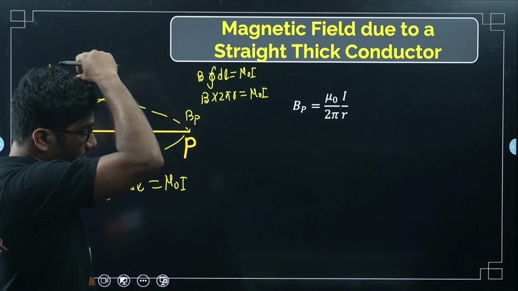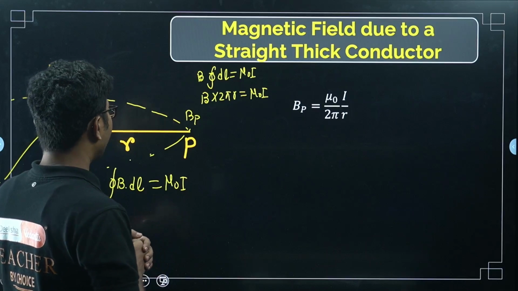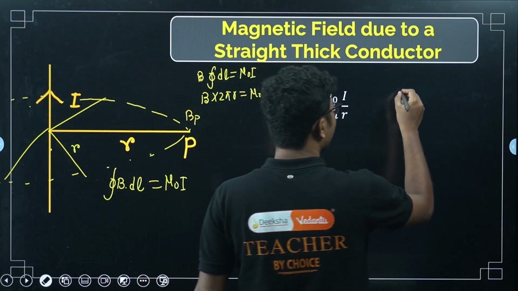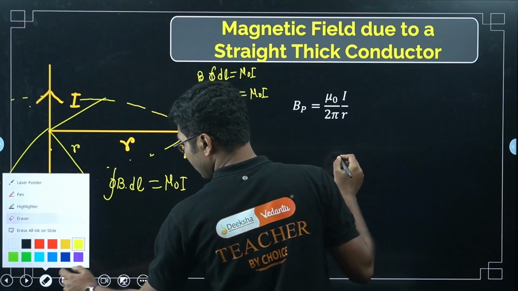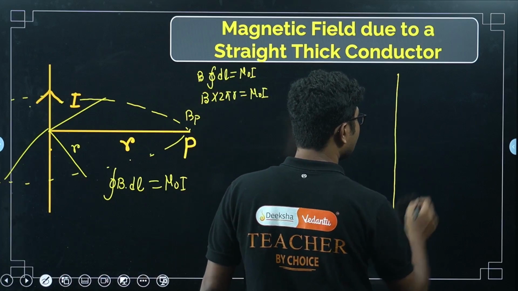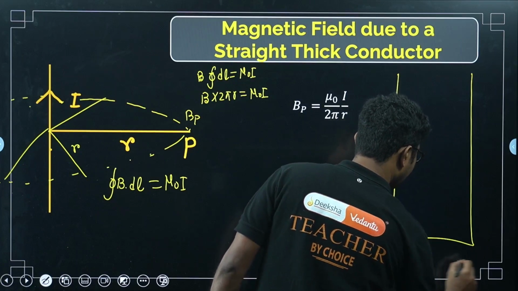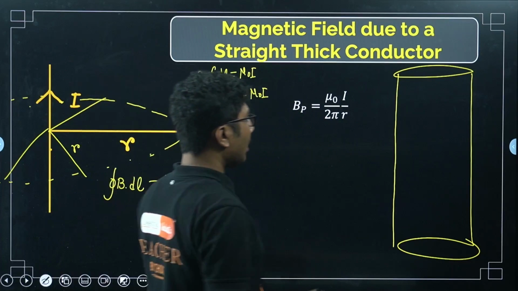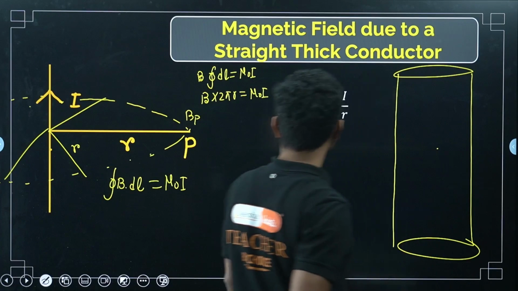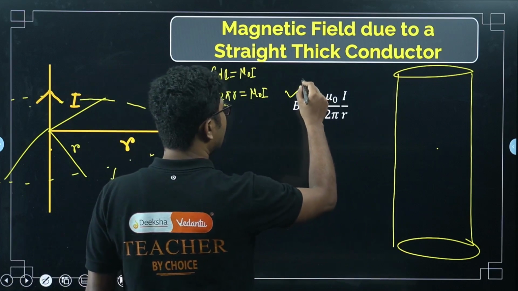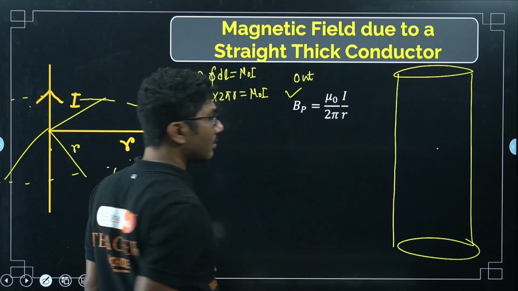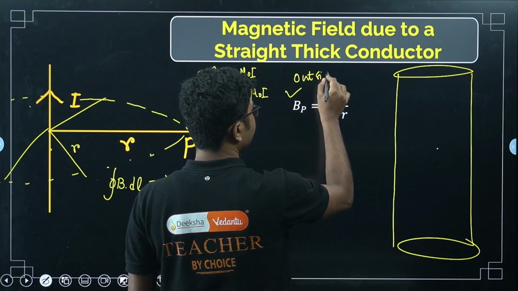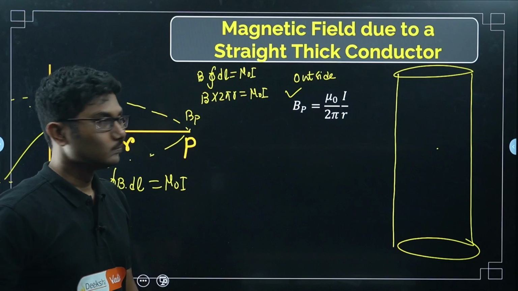Now what is the value for a thick conductor? Instead of a thin conductor, suppose we have a thick conductor, again of infinite length, but not thin. For any point outside the wire, this is the formula. For any point outside the wire, you can close your eyes and use this formula. But what to do for the inside?